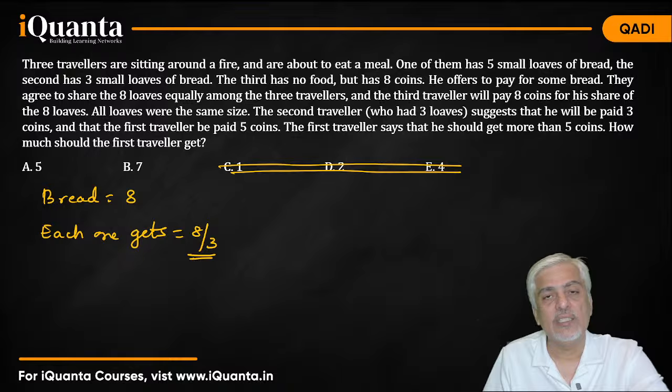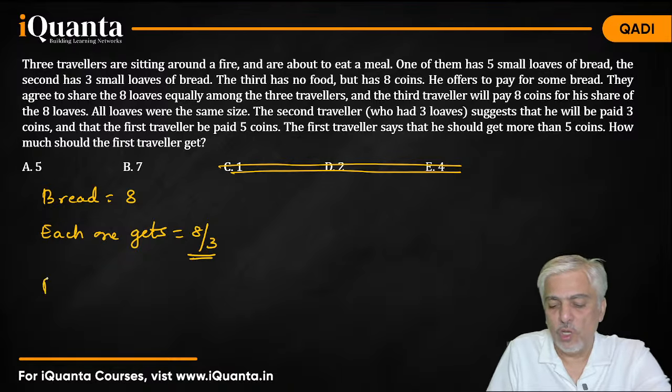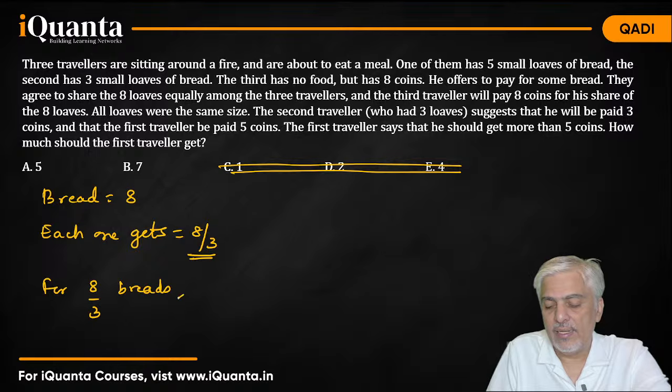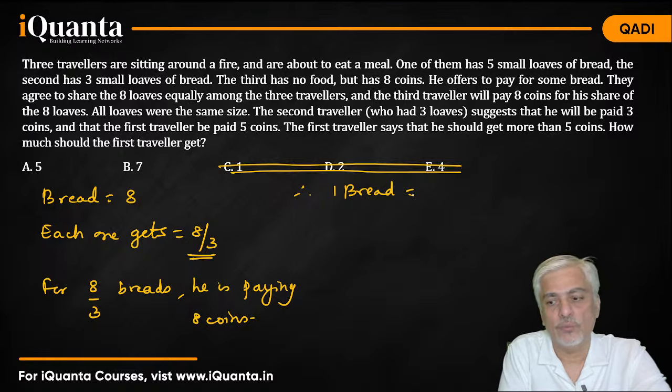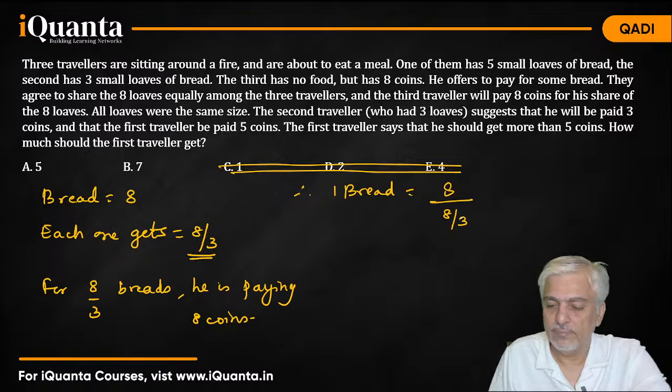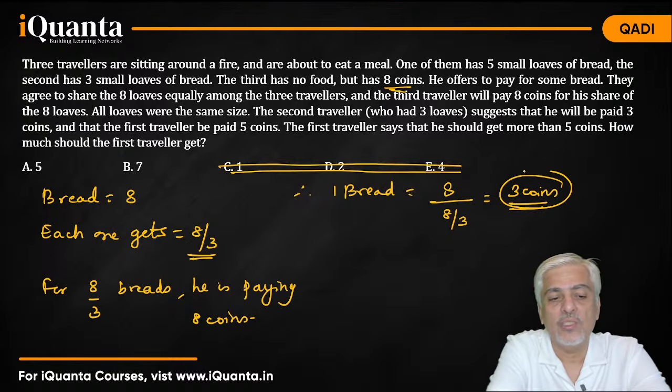So the third person, who doesn't have any bread, for 8 by 3 breads, is paying 8 coins. Therefore, how much is one bread costing? 8 by 3 breads cost 8 coins. So one bread will cost 8 divided by 8 by 3. Right? He had 8 coins. So 3 coins per bread. One bread is costing 3 coins.